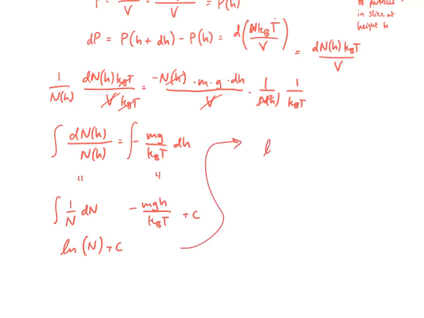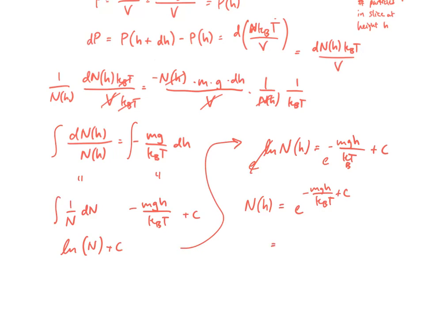So what we end up with is log n as a function of h equals negative mgh over kBT plus c. But now we need to get rid of that log, so we'll raise e to both sides of this equation, and the e and the log cancel out, and we're left with n as a function of h is equal to e to the negative mgh over kBT plus c.